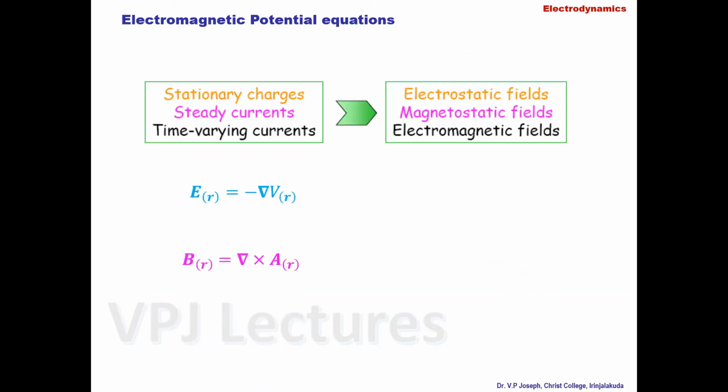Now coming to the potential equations. We have the relation connecting electric field and potential for stationary charges in the electrostatic condition as E of r is equal to minus del V of r.